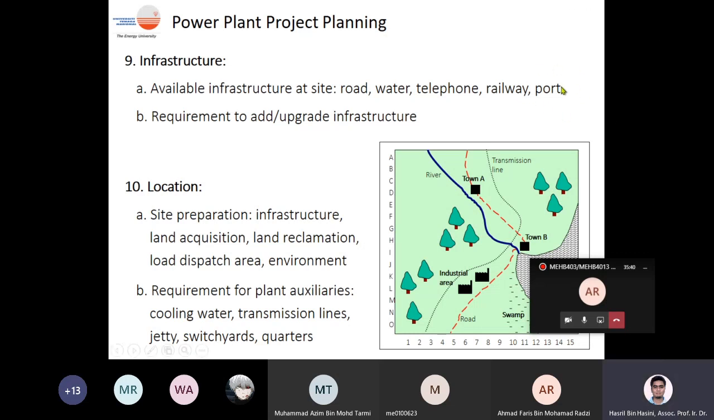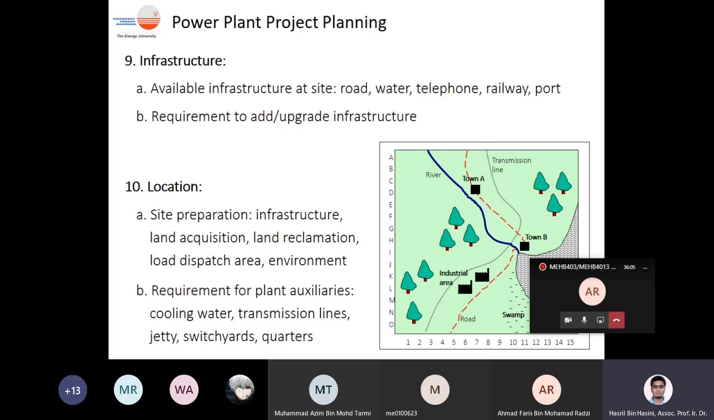Because of the transfer of all the major equipment, usually the shipment comes by ship. Of course, they will dock at the port. Pelabuhan Klang, as an example, from Pelabuhan Klang to Manjung. So how long is the distance? These are the logistics that you need to consider. Also the requirement to add or upgrade the infrastructure.